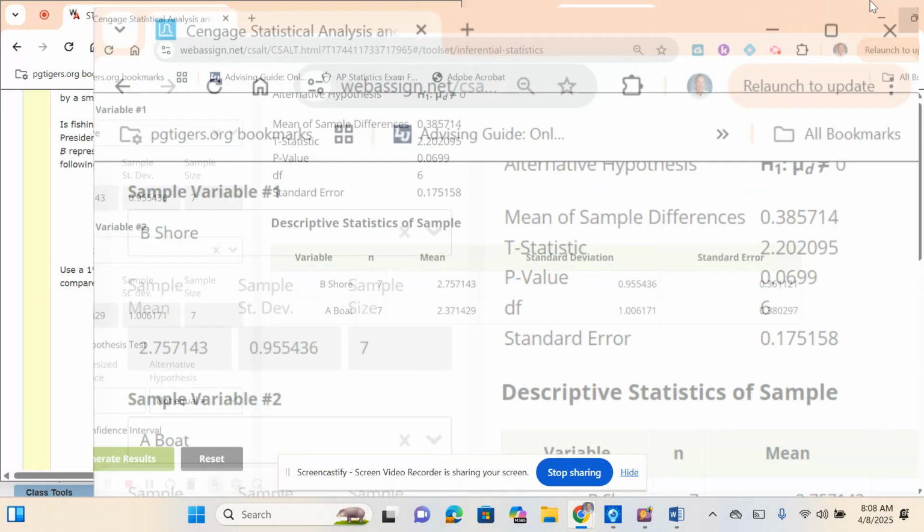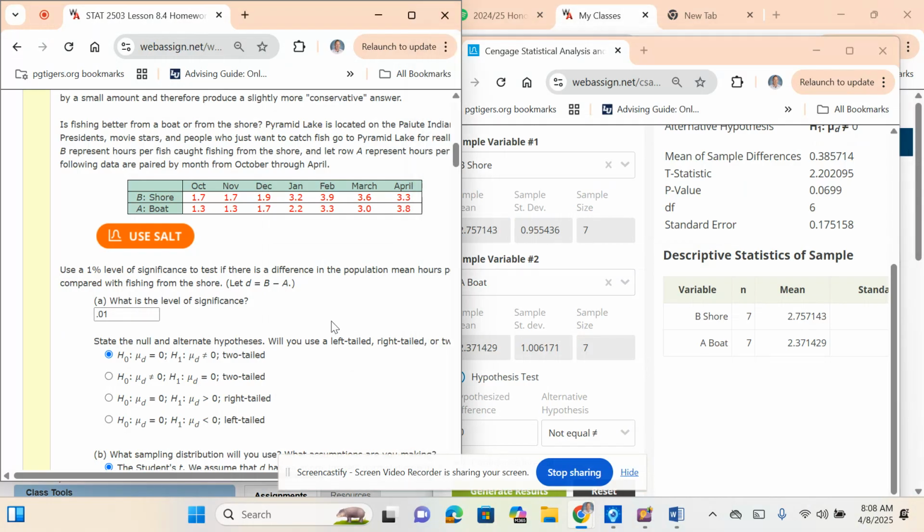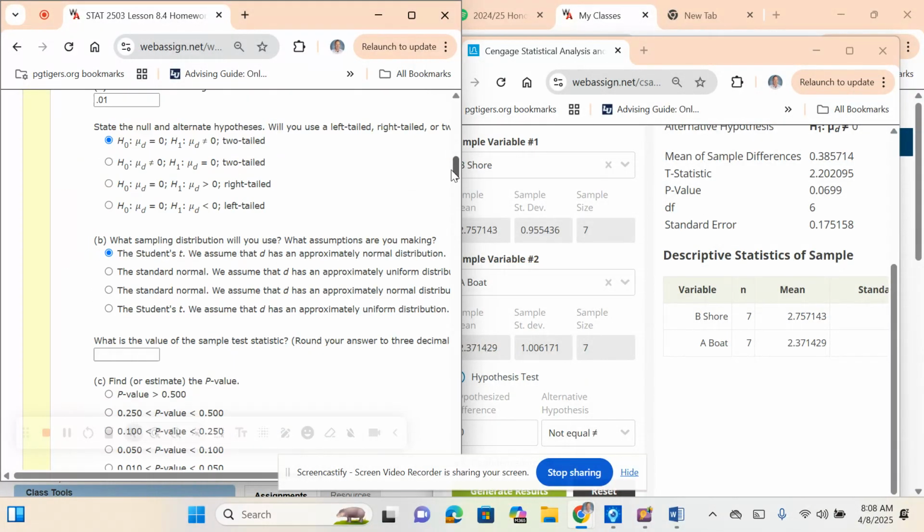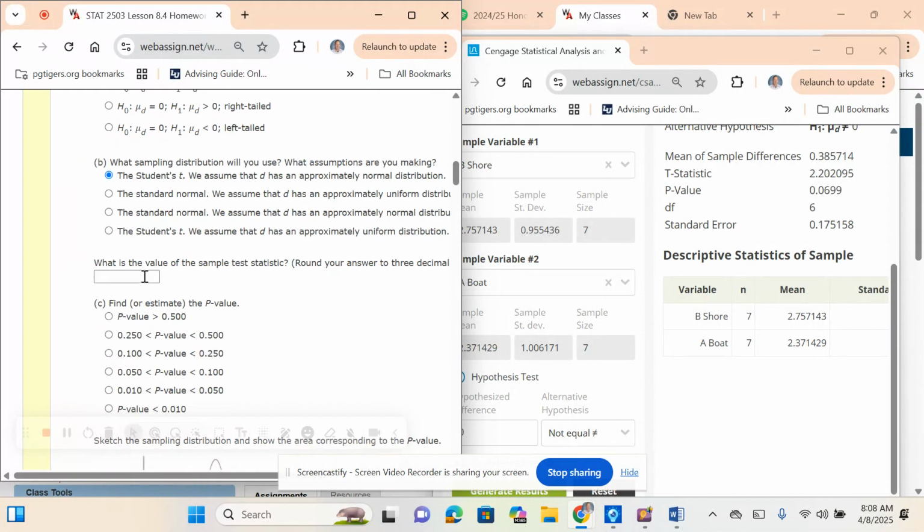So my t statistic, traditionally, they'll go 3 spots on the t statistic. 3 decimal places, yes. 2.202. And then where's my p-value at? It's 0.0699. So which category does that fall into? 0.0699 is between 0.05 and 0.1.